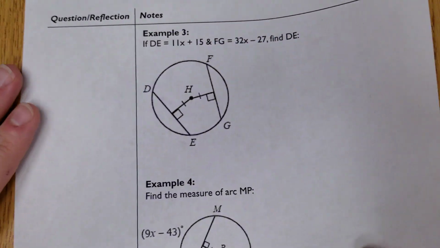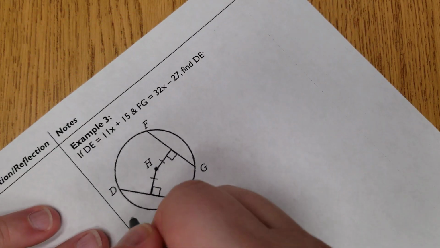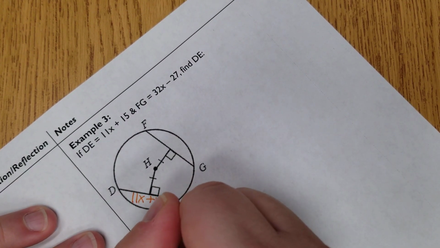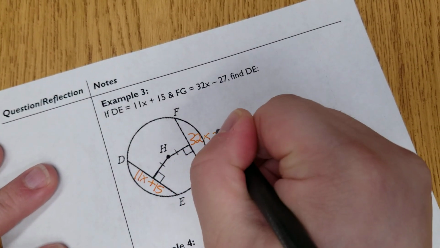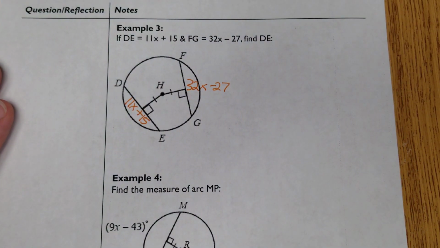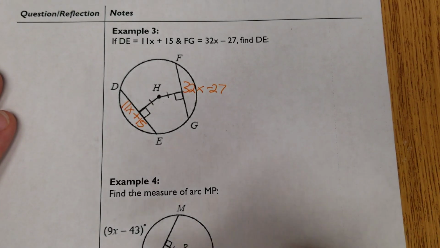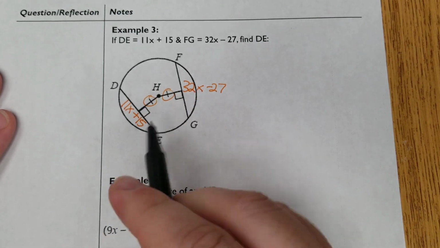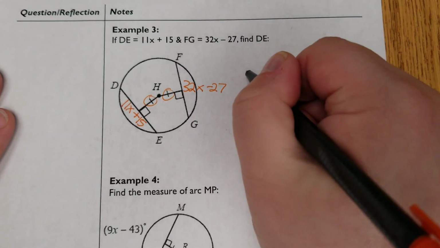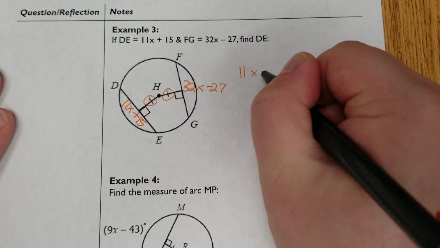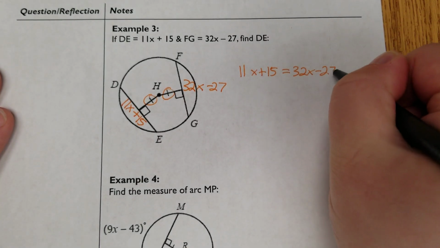So if we take a look at some more examples here, we'll continue on with example 3. If DE is 11x plus 15, and FG is 32x minus 27, we're asked to figure out the length from D to E. It's the same idea, though. Apply the property that we've seen. We are told that their distance from the center H is the same, so as a result, the chords are forced to be the same. 11x plus 15 should be equal to 32x minus 27.